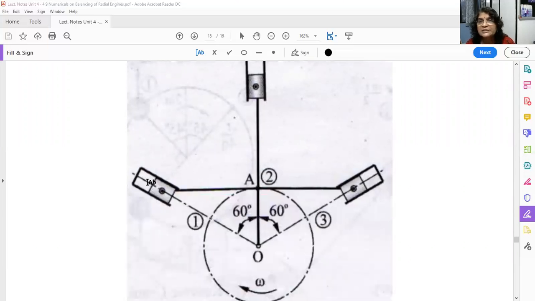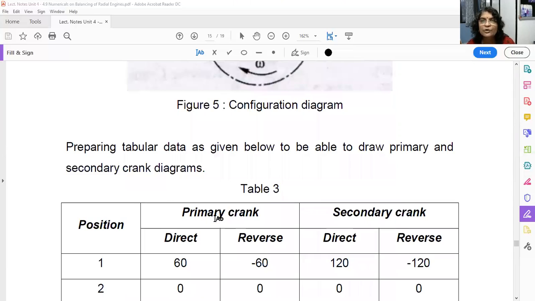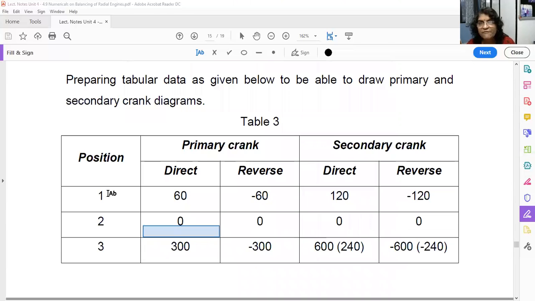This is the diagram. These are 3 cylinders, cylinder number 1, 2, 3, and your crank is lying parallel to the line of stroke of cylinder number 2. Again, you have to prepare this table. There are 3 cylinders, 1, 2, 3. This is your column number 1, which gives the position of the 3 cylinders. Now you have to write down the direct primary crank angles.